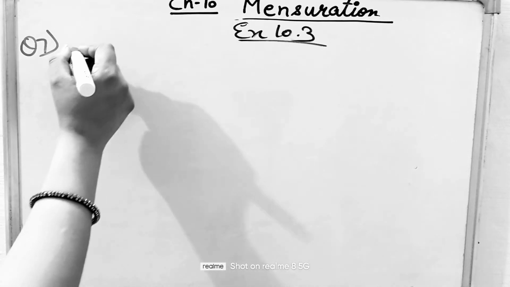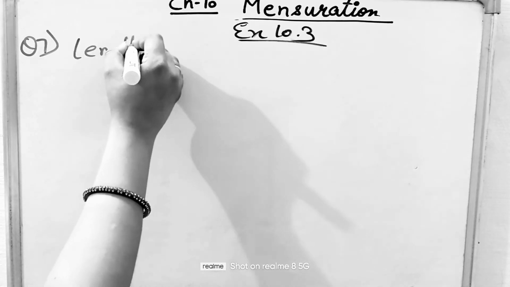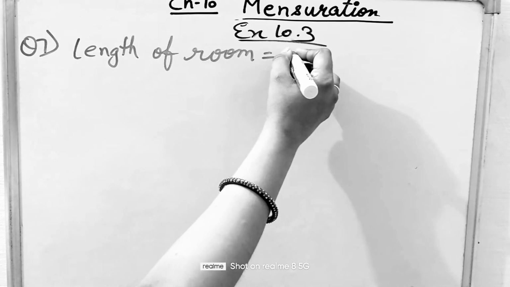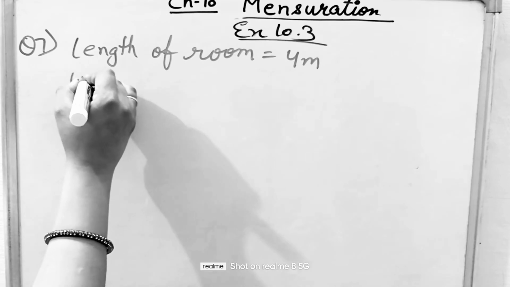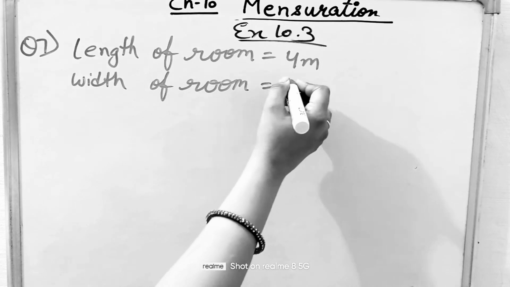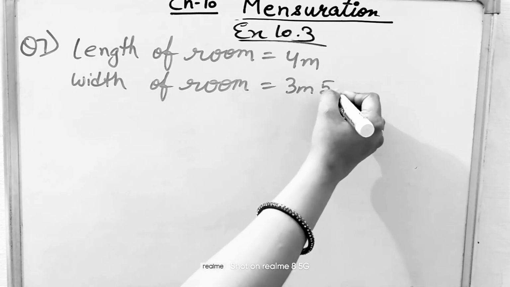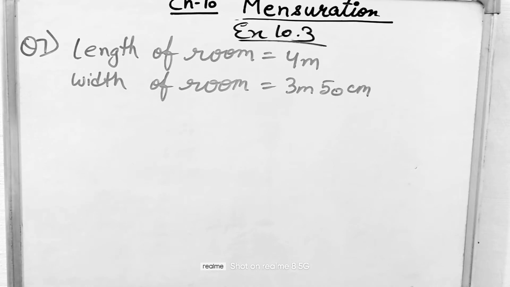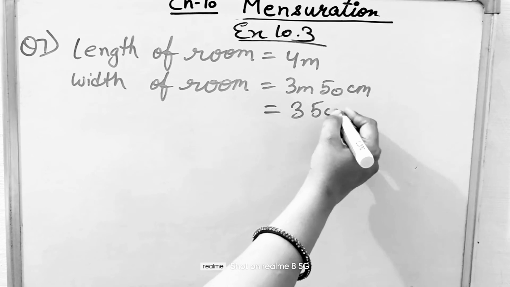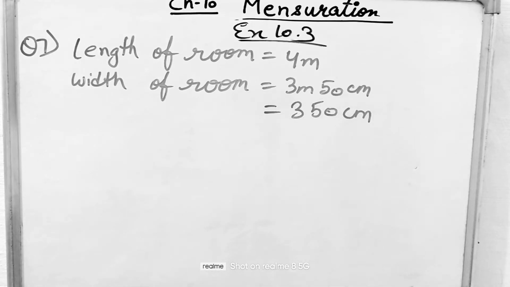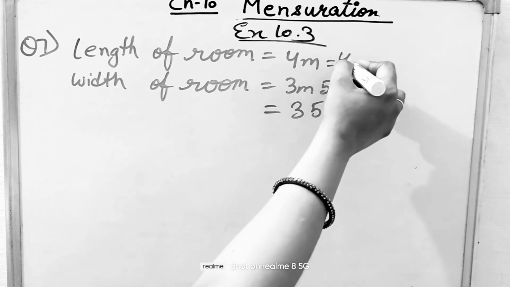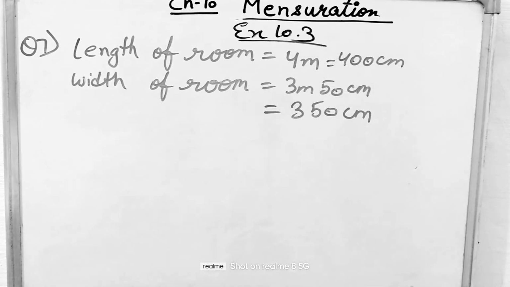Now length of room is given. So first statement will be length of room is equal to 4 meter. Width of room is given as 3 meter 50 centimeter. Now there are two units involved, so we have to convert it into single unit. We can write it as 350 centimeters. So if width is in centimeter, that means length should also be in centimeter. So this will be 400 centimeter.